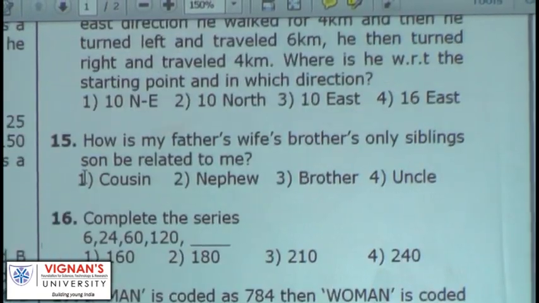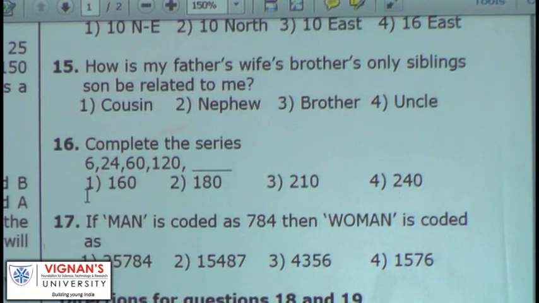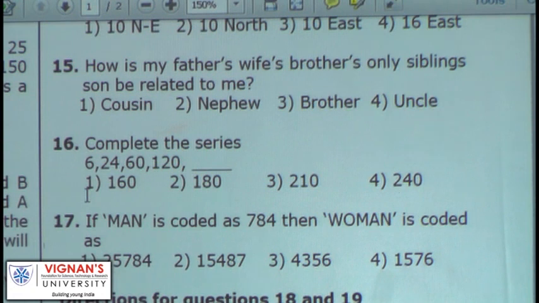That was very simple. How is my father's wife? Father's wife is mother. Mother's brother, uncle. Uncle's only sibling. Your mother has only one sibling. Who? Your uncle has only one sibling. Who? Mother again. Mother's son. What is your mother's son to you? Brother.